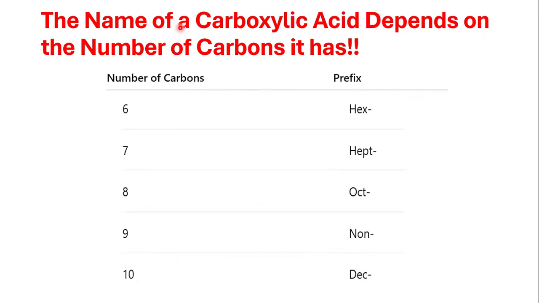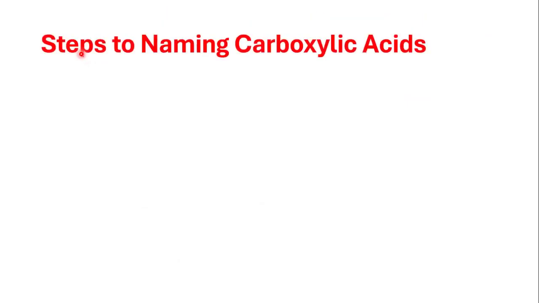Okay, so now we know that a carboxylic acid has two parts. We can identify the two parts, and we also know the prefix that we could use when we are trying to name these carboxylic acids. So let's move on. What are the steps to naming carboxylic acids? Well, let's begin.